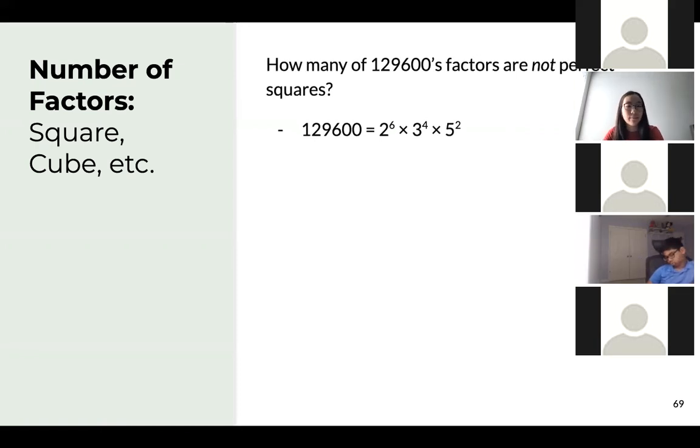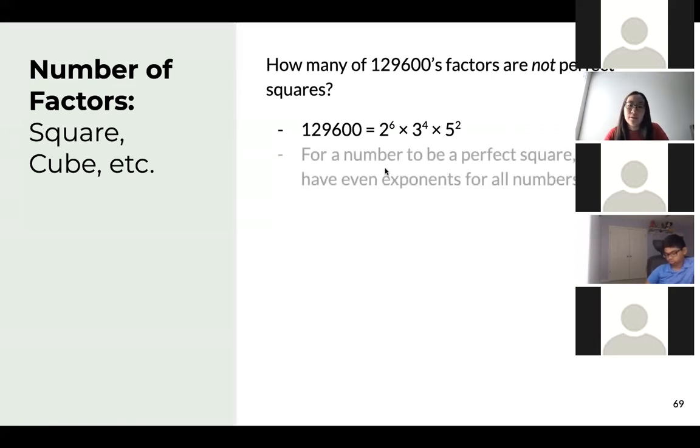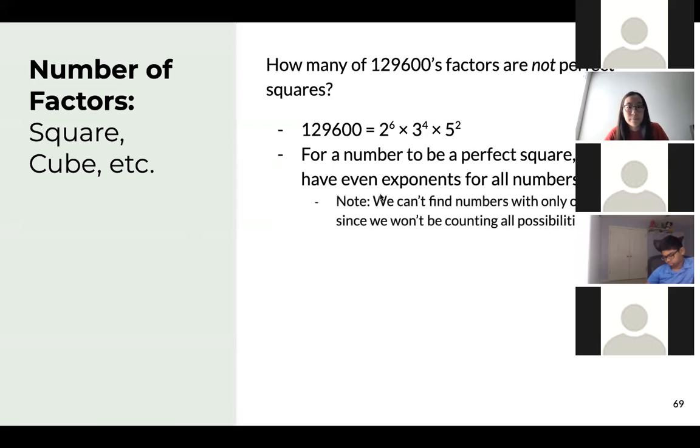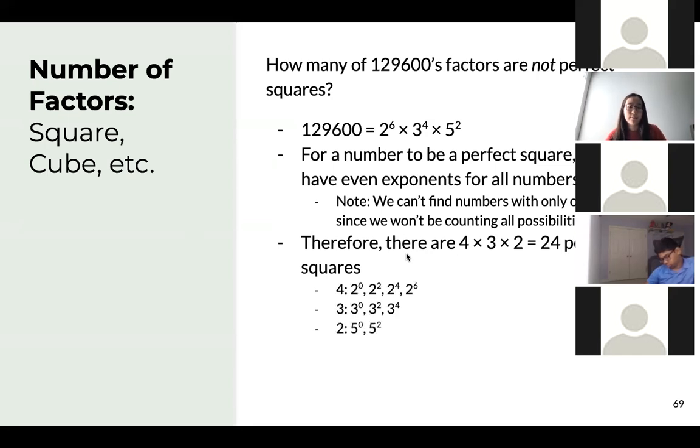And what we're going to do here is find a strategy of finding all the total factors and subtracting how many perfect squares there are to find how many aren't perfect squares. So for a number to be a perfect square, you have to have even exponents for all numbers. And so that's how many perfect squares there are. So here's how exactly it gets calculated.